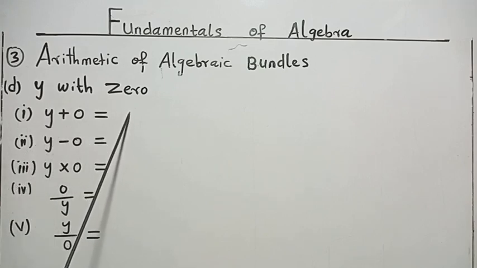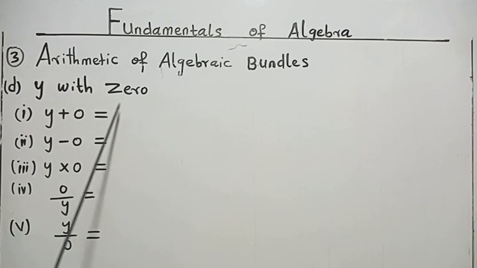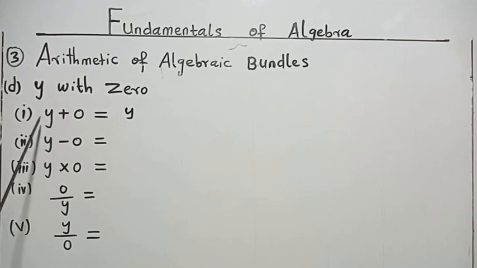Let me write y here. So 0 plus y is equal to y. That is it. 0 plus y is equal to y. What about the next one? Y minus 0.